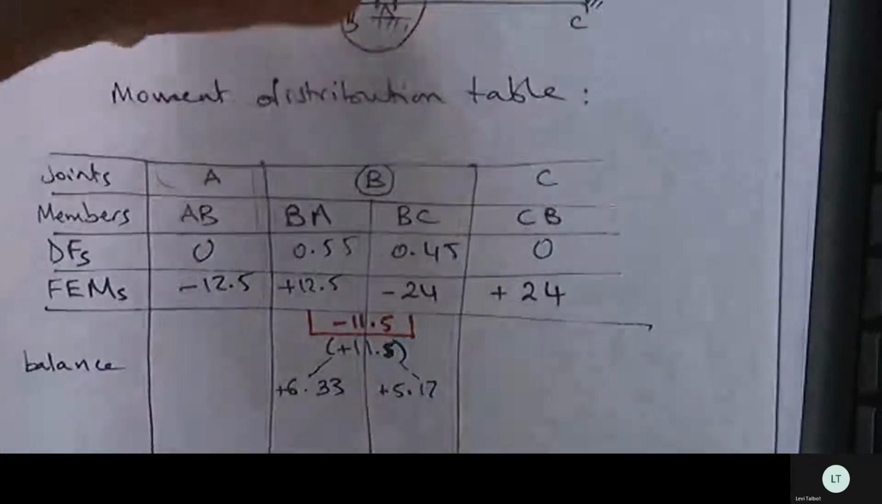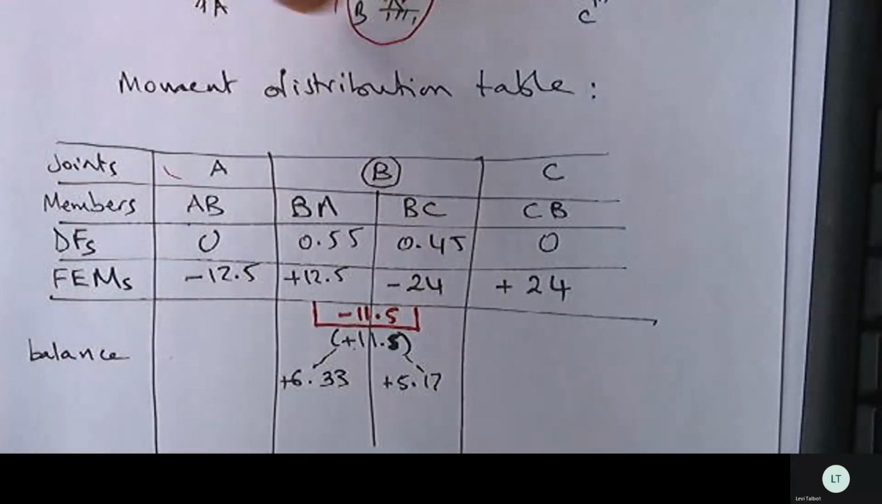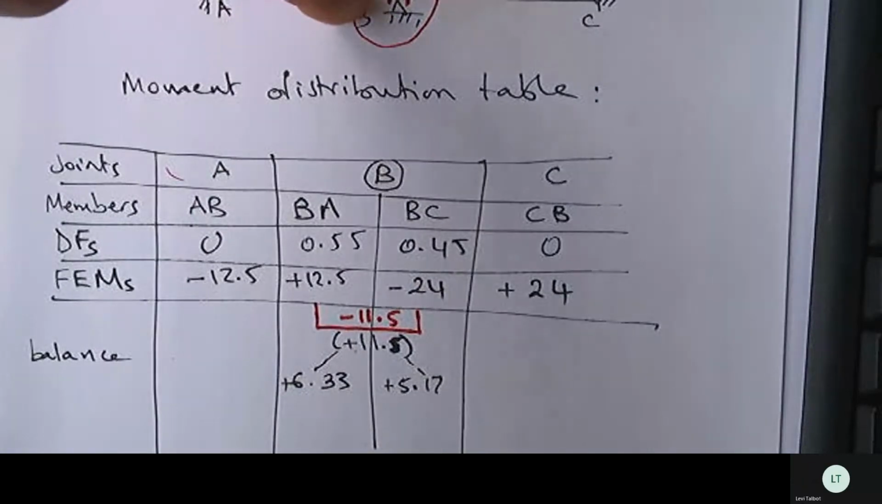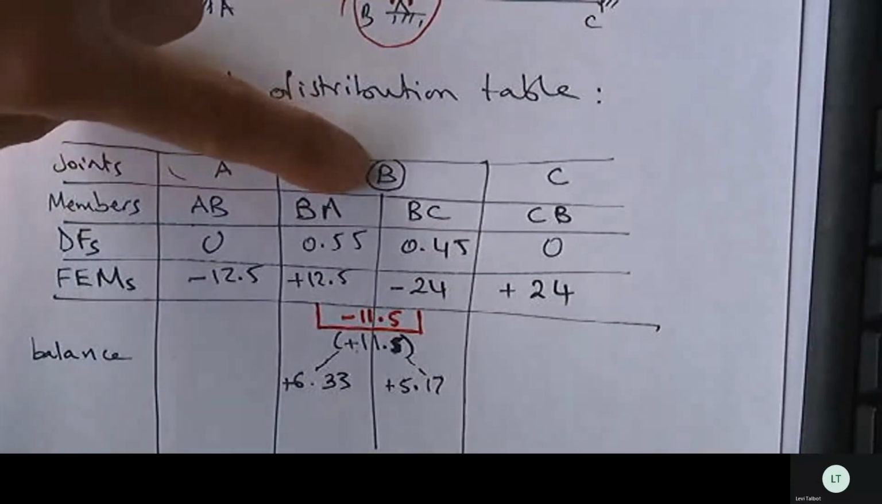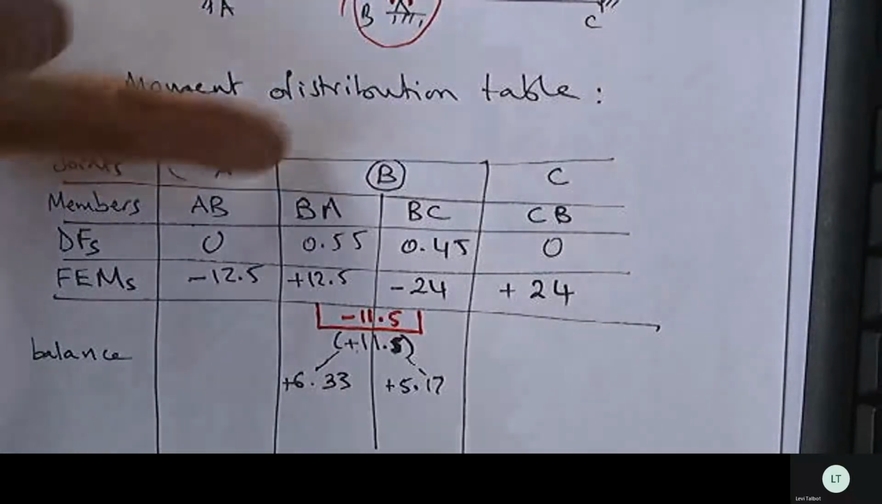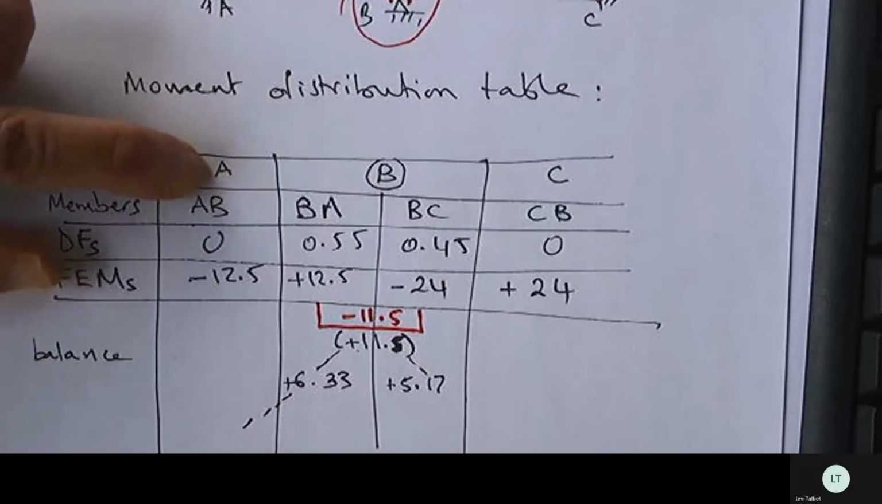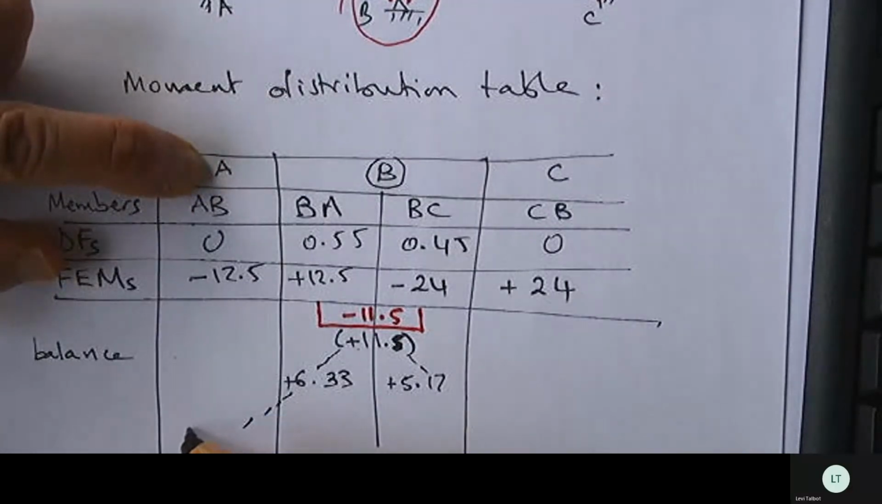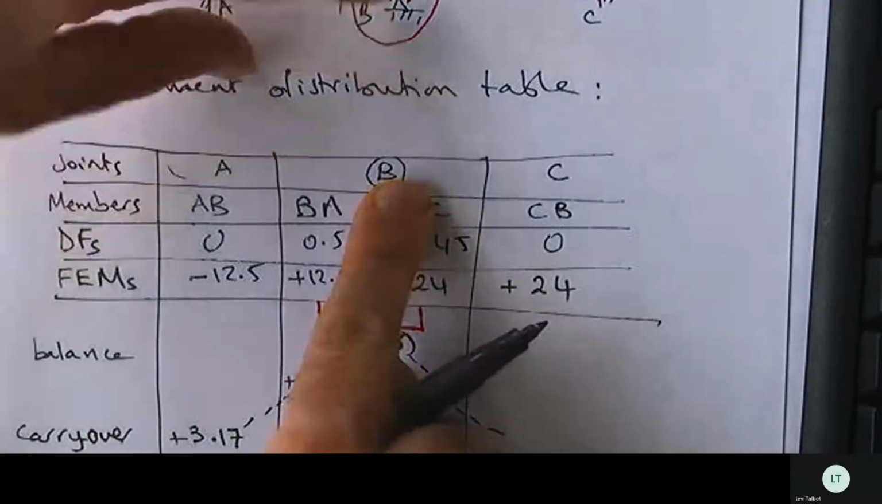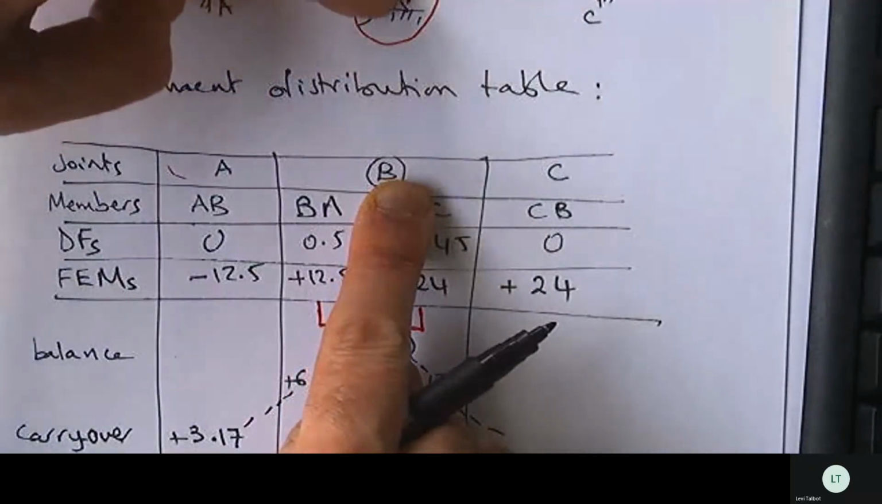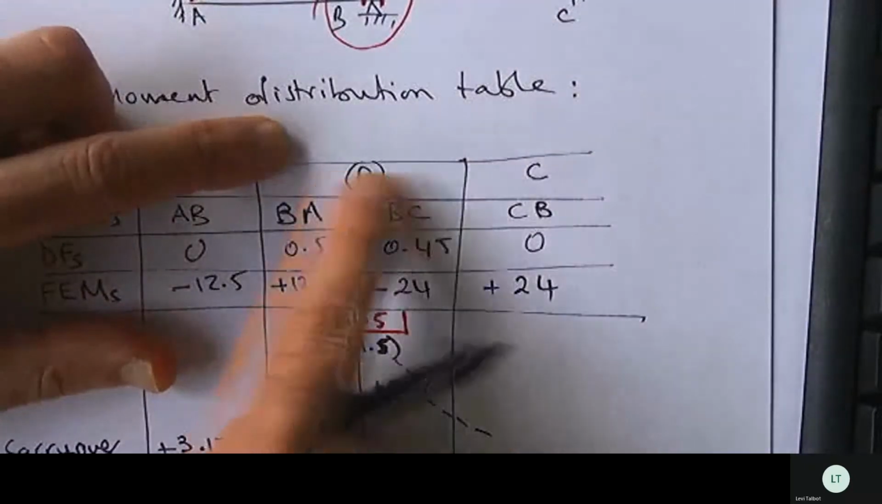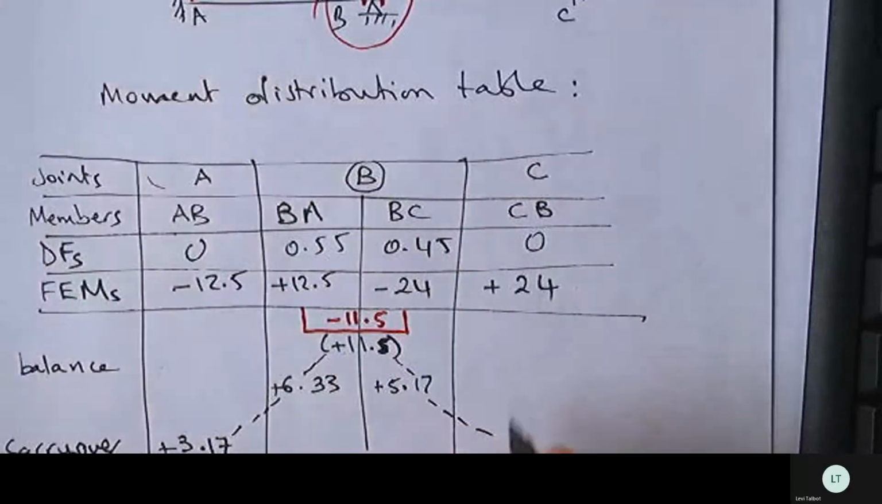Now, what did we say earlier? We said we carry over half from B to A. From joint B to joint A, I carry over half. So what is half of 6.33? 3.17. So this is carry over. And we carry over from B to C, half. So 5.17 half is 2.59.